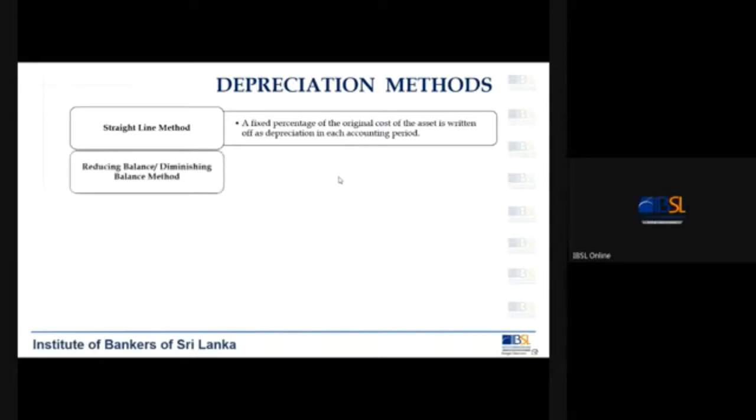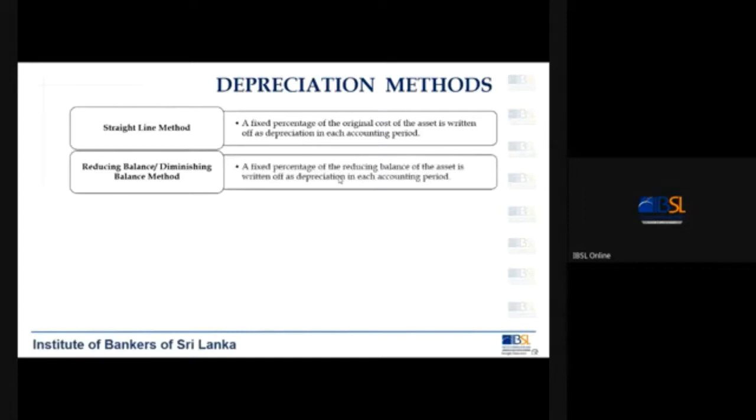Then the second method that we are talking about is called the reducing balance or diminishing balance method, right? There are various names used, but we have to look at what is the definition. It is again a fixed percentage of the reducing balance of the asset. Earlier we said it is the cost. Now we say it is the reducing balance of the asset. So we need to see what this reducing balance is. I will explain that when we go into detail of each of these methods.